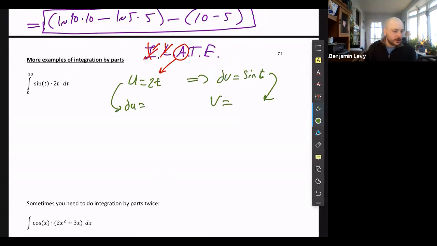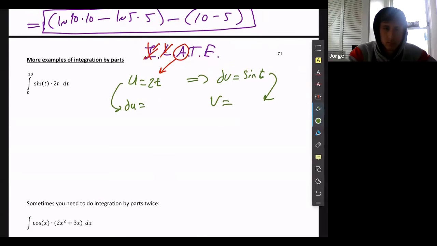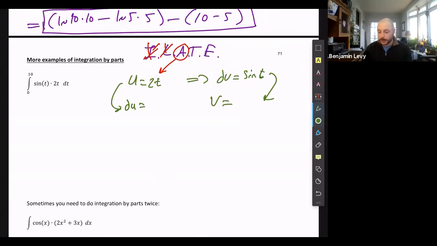So u is just a function. Du means the derivative of that function. So that means we're going to differentiate. dv means we have a derivative. That means v is the antiderivative then, right? And so that's going to be integrate. Or antiderivative is maybe the other way to say that.